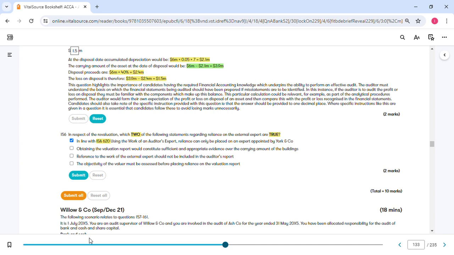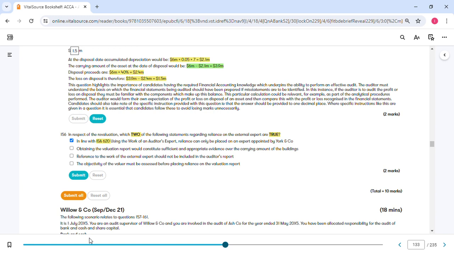Second one is obtaining the valuation report. Just getting one report is not sufficient and appropriate evidence. Just getting a report is not going to support the evidence. Anybody can give a report. An expert can write a report without doing a valuation also. We cannot rely on that. Getting a report everybody will get. Second one is eliminated.